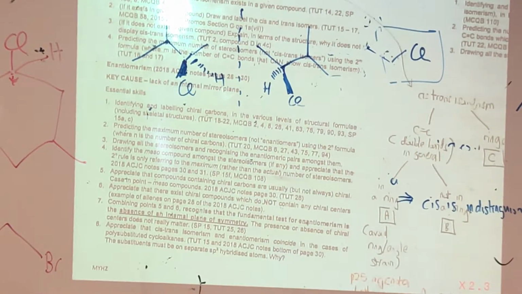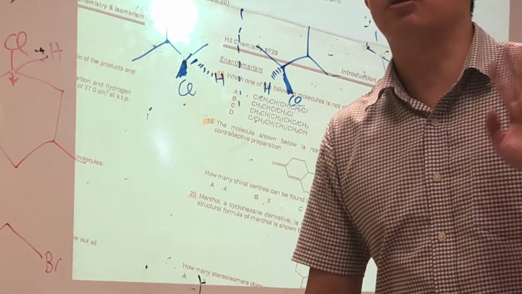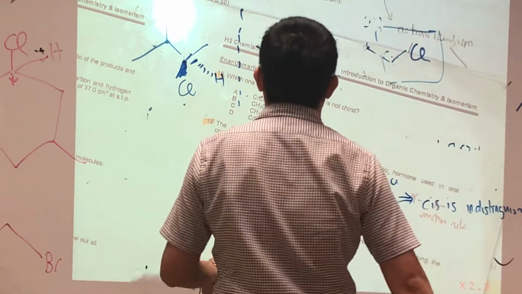Okay, can we go back to the tutorial question? So question 18, I leave you to go and find out yourself, okay? B, C, and D each have one chiral carbon for question 18. A totally doesn't have any. Can we go on now?